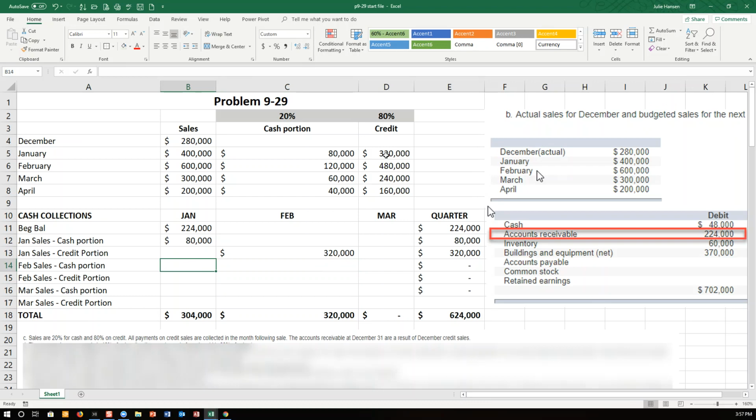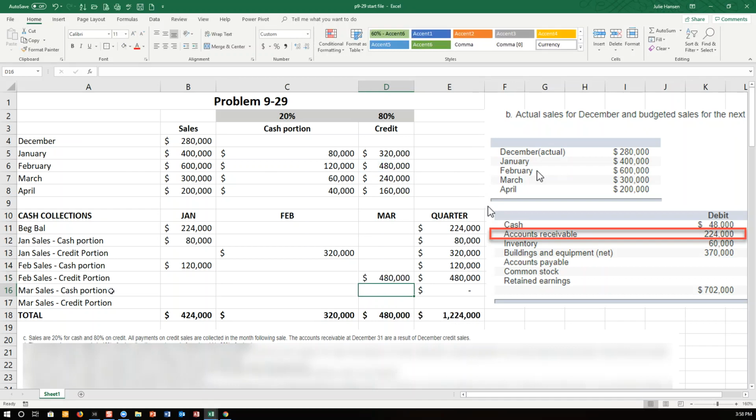How much of the cash portions of January sales are we going to collect in February? Zippo, zilch, right? But we do have February sales, and the cash portion of the February sales will be collected in February. So here I go, boom. And then the February credit sales will be collected in March, which is over here. So I'm going to take February's sales, the credit portion, and I'm going to collect that in March.